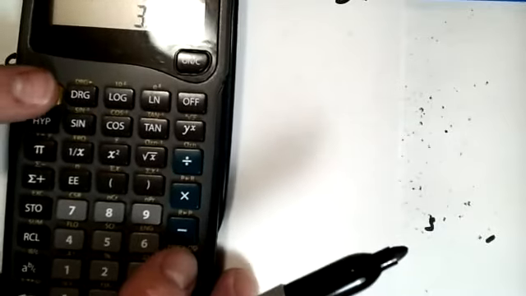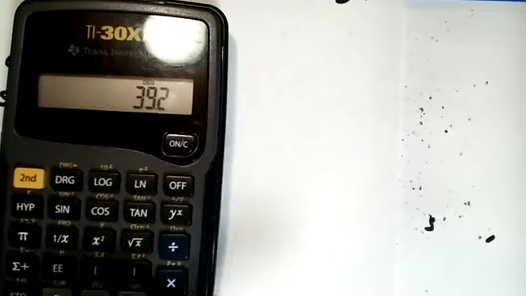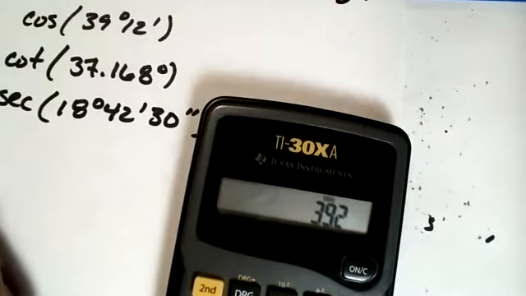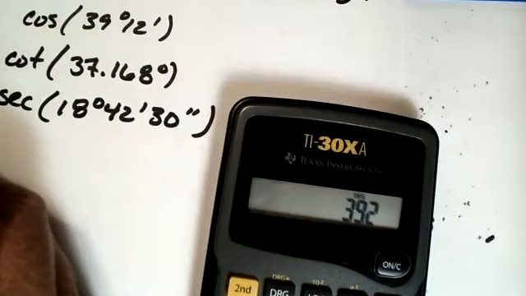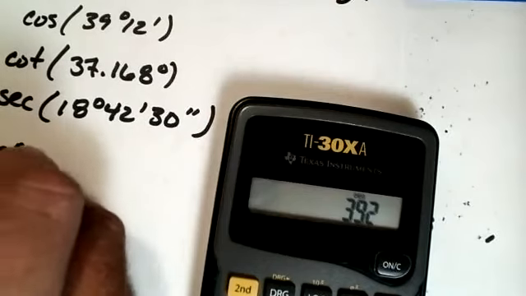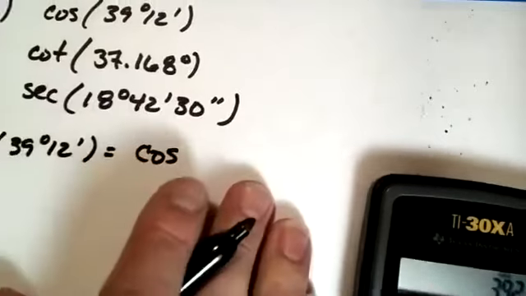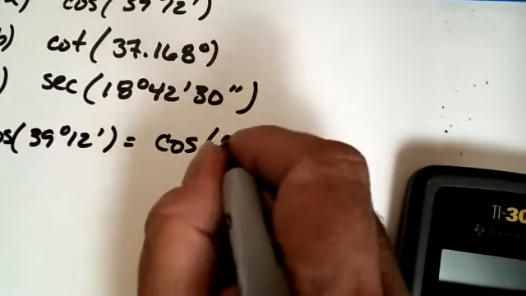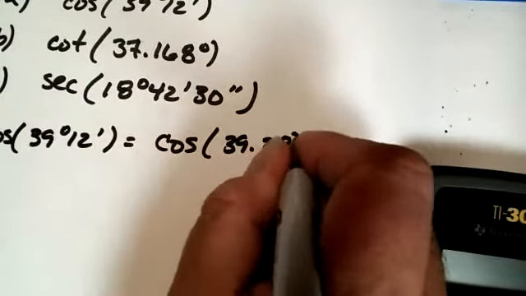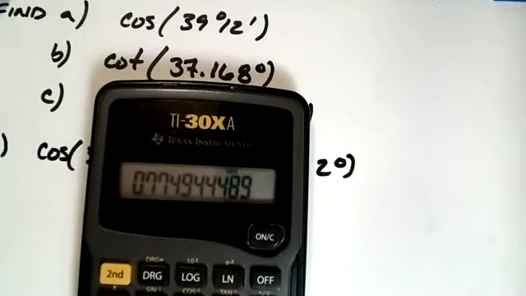So 39.12, I'm going to convert from degrees, minutes, seconds to decimal degrees. And there it is, it's 39.2 degrees. If I was going to write down my work, the cosine of 39 degrees, 12 minutes is equal to the cosine of 39.2 degrees. And then I simply take the cosine of it.